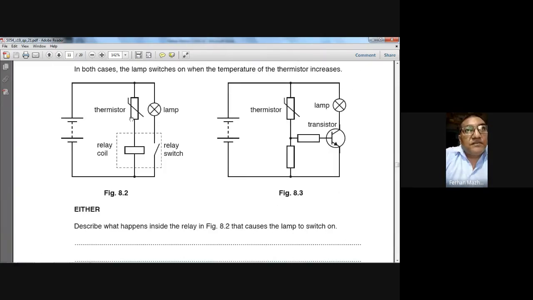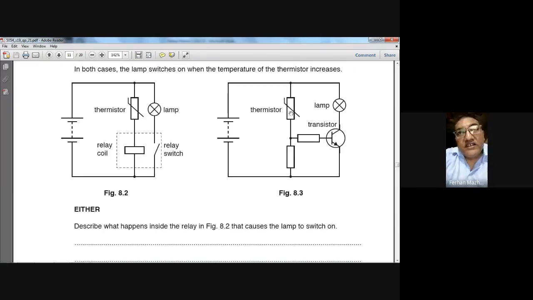When the temperature rises, its resistance will decrease. So the voltage and the current here will increase. It will become a strong magnet. It will attract this toggle of the relay. It will close, and the circuit through this lamp will be completed. This lamp will be switched on.